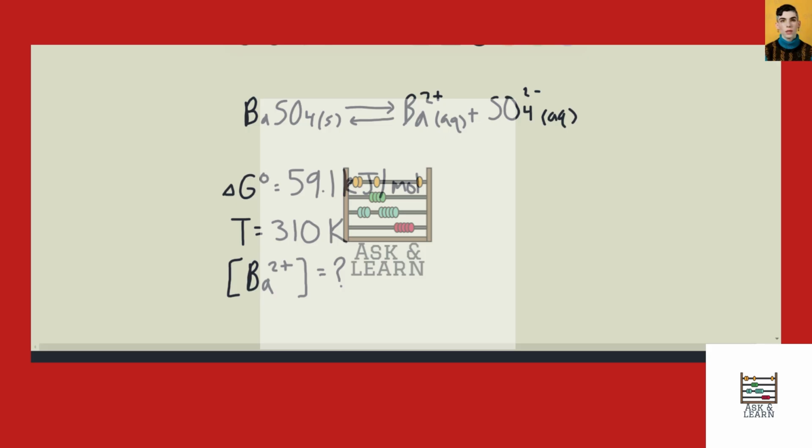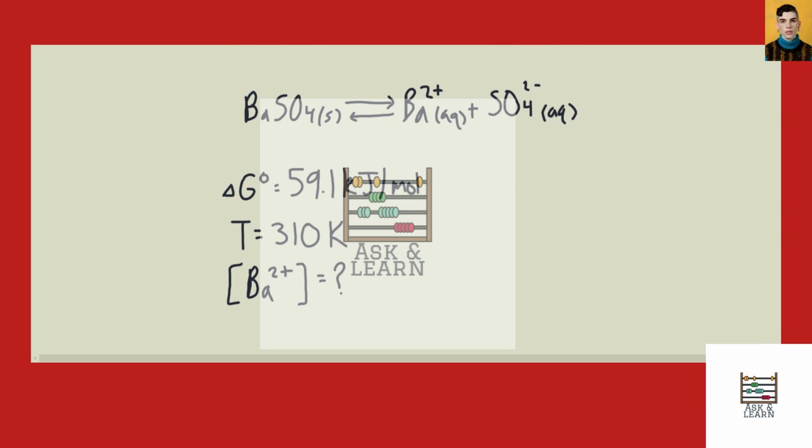We are given the solubility reaction and its value for the change in Gibbs free energy at standard conditions at a temperature of 37 degrees Celsius, which when converted into Kelvin comes out to 310. From this information, at these conditions, we want to determine the concentration of Ba2+ ions in solution. And from the information in the problem, we can conclude that the concentration of Ba2+ is equal to the concentration of SO4 2- in solution.